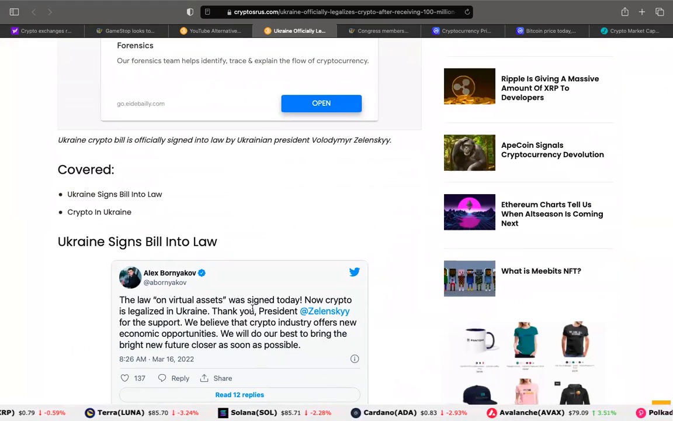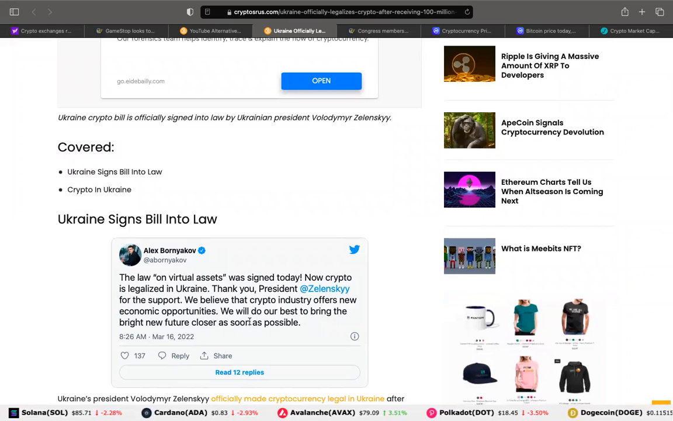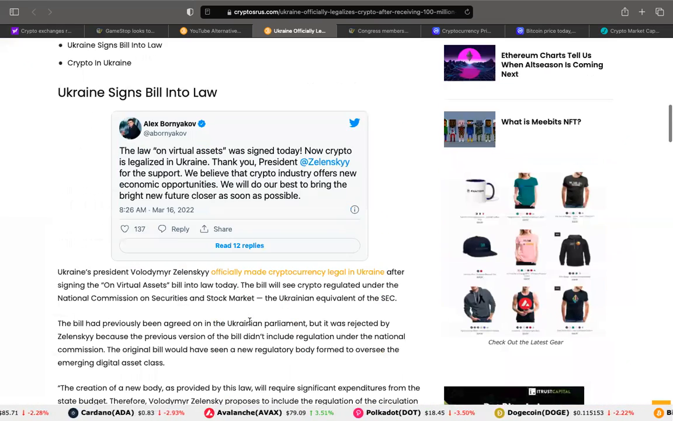The law on virtual assets was signed today. Now crypto is legalized in Ukraine. Thank you, President Zelensky, for the support. We believe the crypto industry offers new economic opportunities and will do our best to bring a bright new future closer as soon as possible.